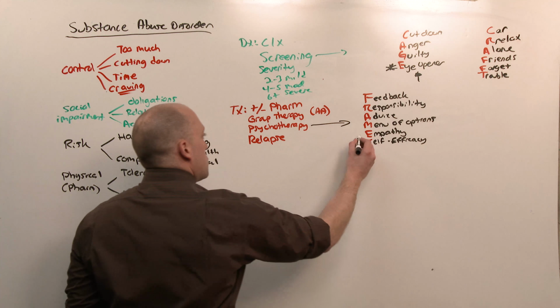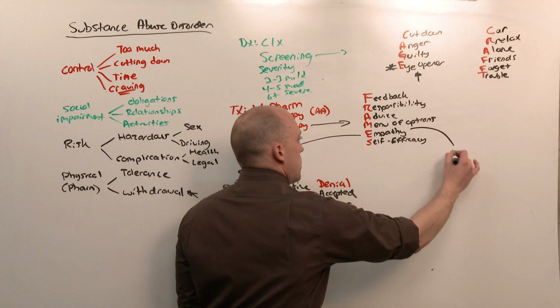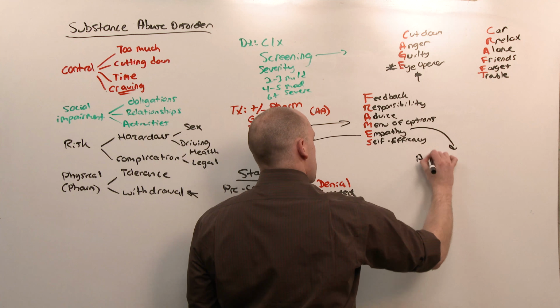Because most people will relapse, it's important to go back and forth between action and maintenance. If they relapse, re-engage the same behaviors that got them clean and get them clean again, recognizing that most people will relapse. The other thing in the way of empathy is understanding the disease of addiction.